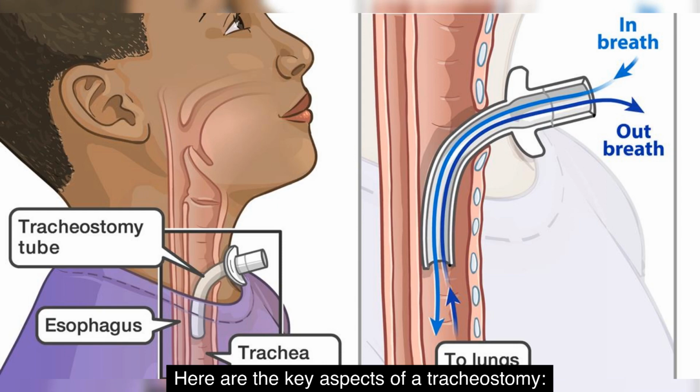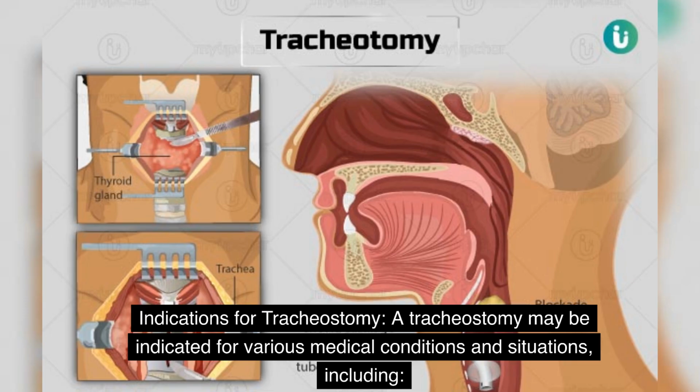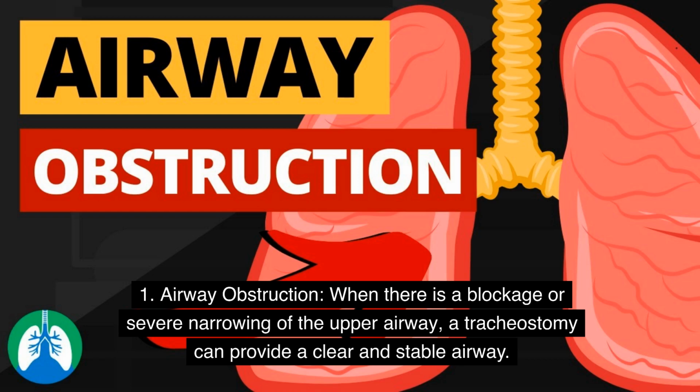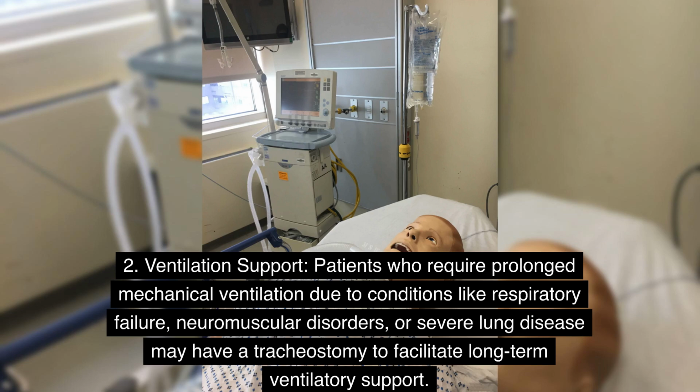Here are the key aspects of a tracheostomy. Indications for tracheostomy. A tracheostomy may be indicated for various medical conditions and situations, including: 1. Airway obstruction. When there is a blockage or severe narrowing of the upper airway, a tracheostomy can provide a clear and stable airway. 2. Ventilation support.